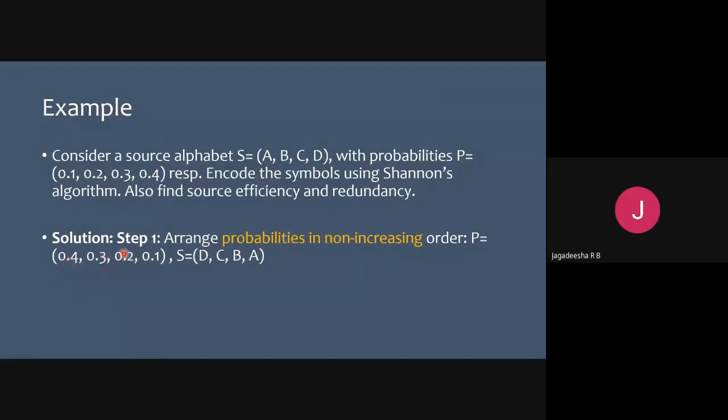So 0.4 is what? 0.4 is D, right? 0.4 represents symbol D. Accordingly, you just need to remember what probability is for which symbol. Our work is only with the probabilities. So first step is to arrange the probabilities in non-increasing order. That is done here.